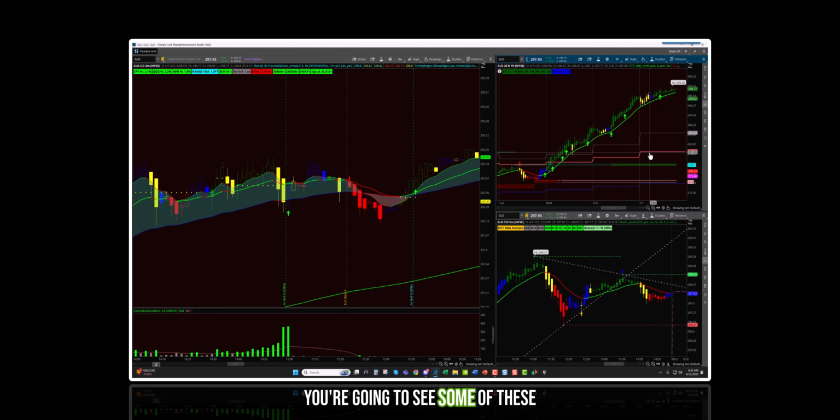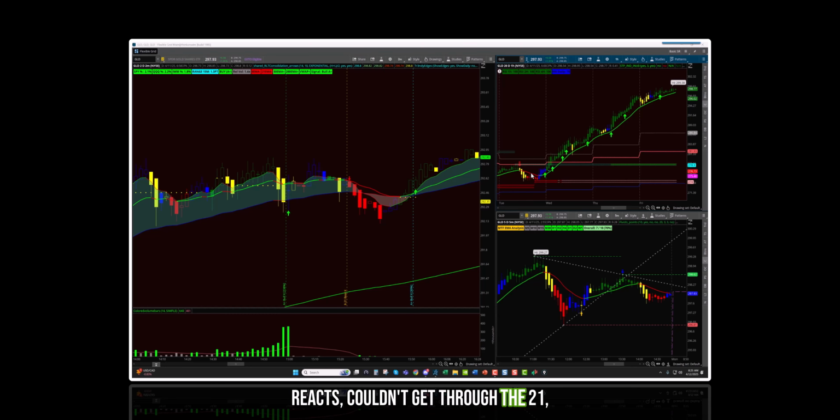Also, you're going to see some of these lines, like this red one right here and the blue one down here. These lines are basically moving averages. This is the 21 on the daily. This is the 50 on the daily. I like to just see these because other traders are looking at them. So the more traders that look at them, the more important it is. I just want to see how price reacts.